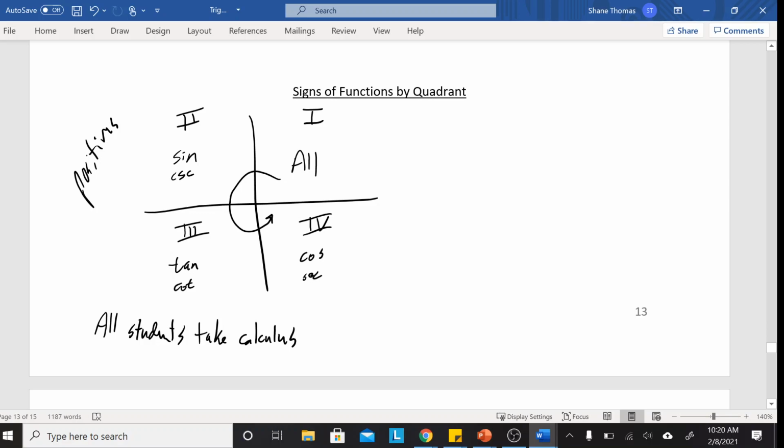Quadrant 1, all trig functions will be positive. Quadrant 2, sine is positive. Quadrant 3, tangent is positive. Quadrant 4, cosine is positive. And we're going to need that whenever we're looking at certain values and certain angles. You're going to be given parameters at times, and you're going to need to know where things are positive and where things are negative. We're going to do an example like that here in a second.